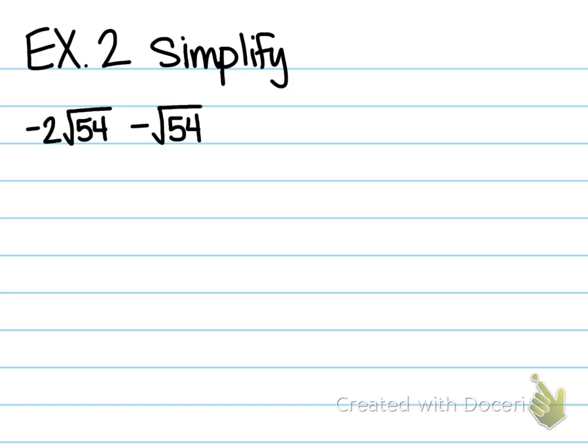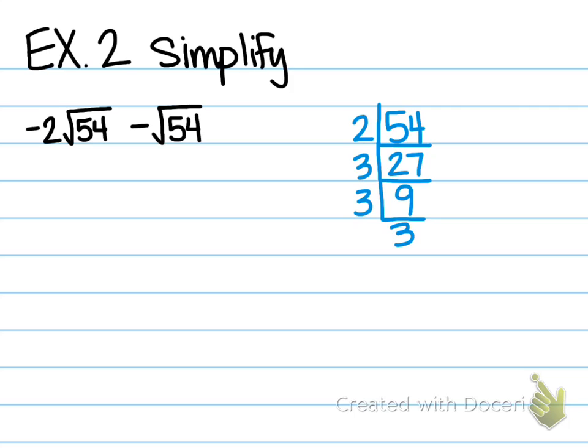Okay, example 2, I have negative 2 square root 54 minus square root 54. So we're going to simplify the 2 first, and then we'll see if we can add or subtract. So I'm going to factor 54. I know that 2 goes into 54 27 times, and 3 goes into 27 9 times, and 3 into 9 3 times. So since this is a square root, I'm looking for pairs of numbers. So here's a pair of 3's. They're going to come outside of the radical as 1, and then the leftovers, 2 and 3, will stay inside.